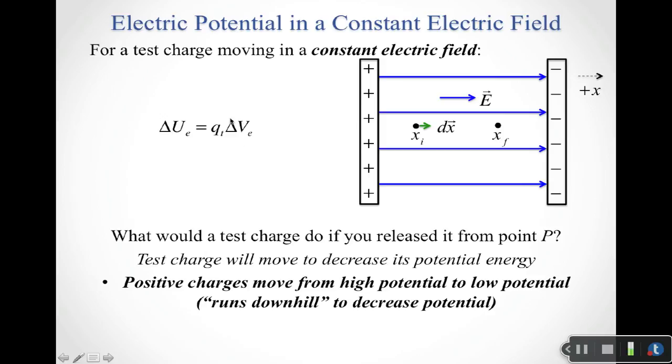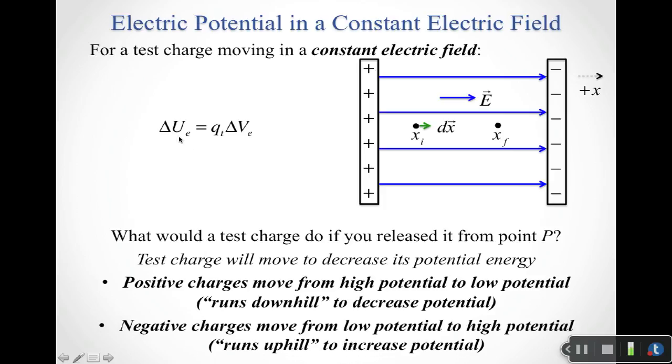So that means I actually have to increase the potential with a negative charge in order to decrease the potential energy. So this means that negative charges move from low potential near the negative plate to high potential near the positive plate. They run uphill to increase their potential in order to decrease the potential energy.